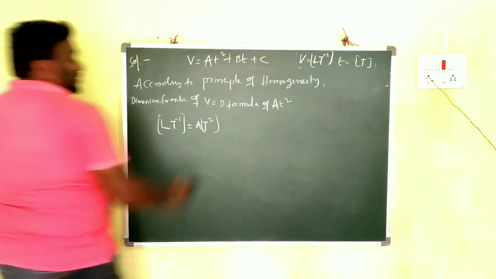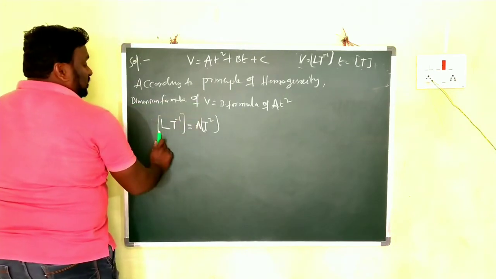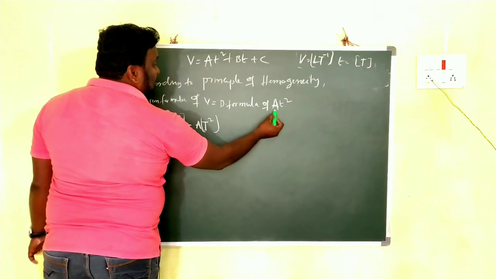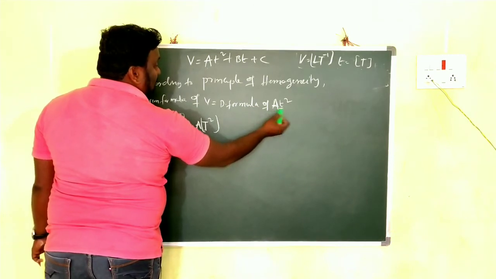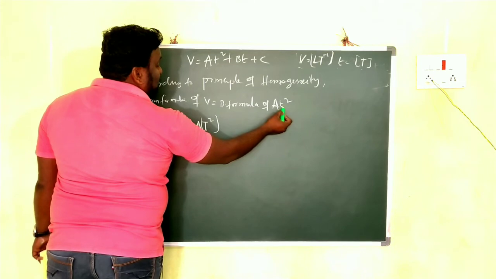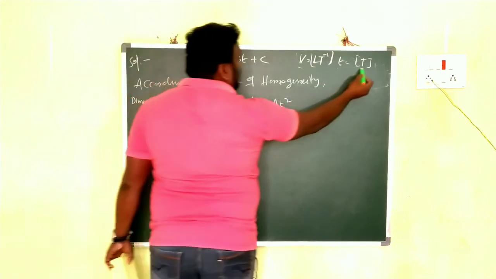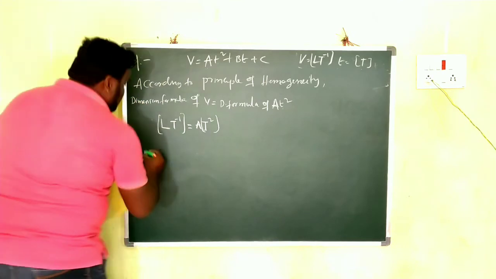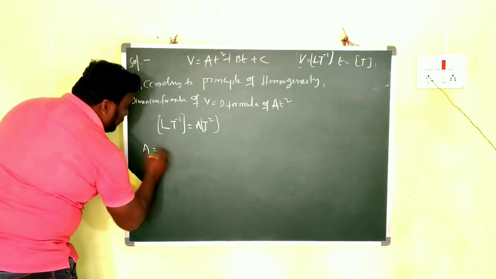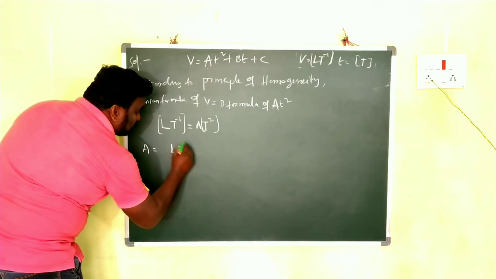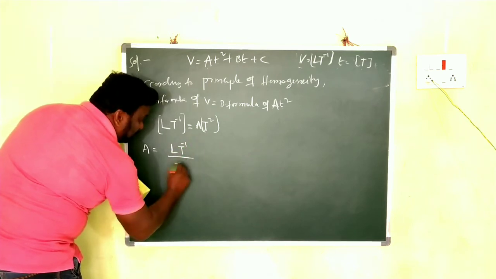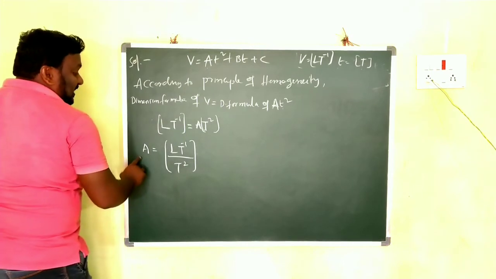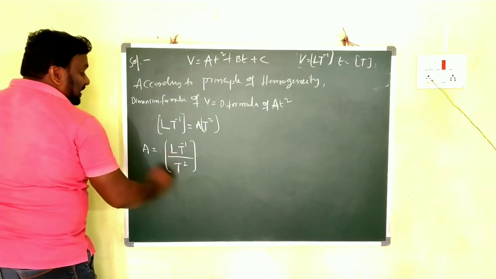Clear? The dimensional formula of V is LT inverse, children. For AT square, capital A is a constant, so it has no dimensional formula, and T square is the time square. For time, what is the dimensional formula? Capital T. That's why I substituted T square. From that, children, I am writing A is equal to LT inverse 1 by T square. We are bringing T square to this side. Then what do we write? A is equal to LT inverse 1 by T square.